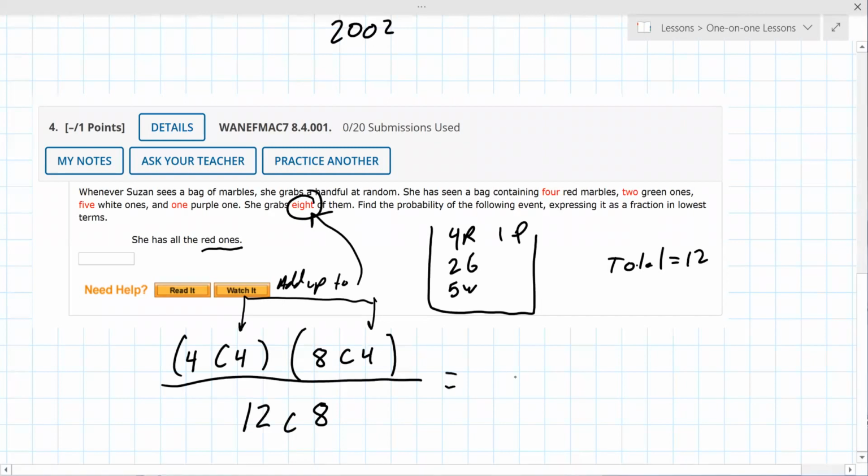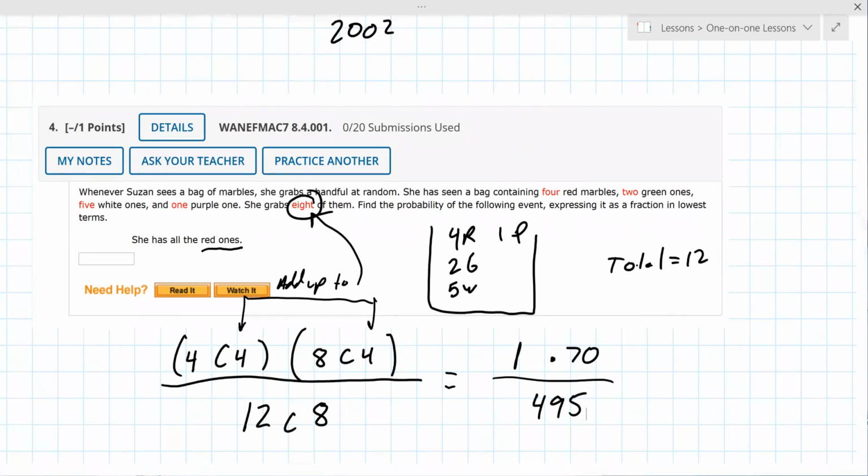So we're just going to get these numbers now. I'm going to write them out. 4 choose 4, I get that number. It would be good to check me, because if I make a mistake, it'll propagate through to the end of the problem. So 4 choose 4 is 1. 8 choose 4 is 70. And then 12 choose 8 is 495. So we're just going to reduce this 70 over 495, and that's 14 over 99.